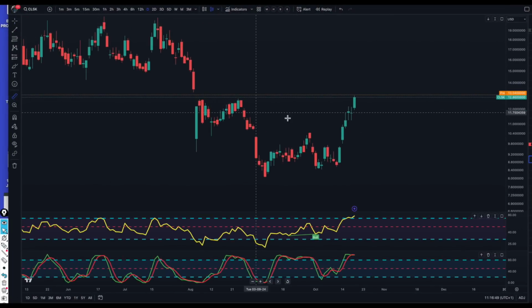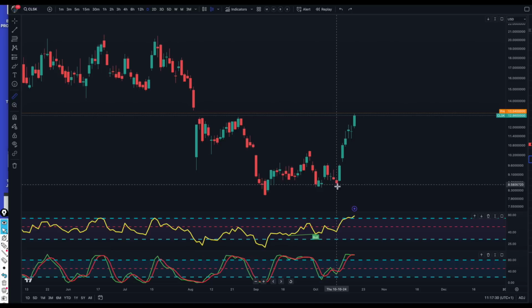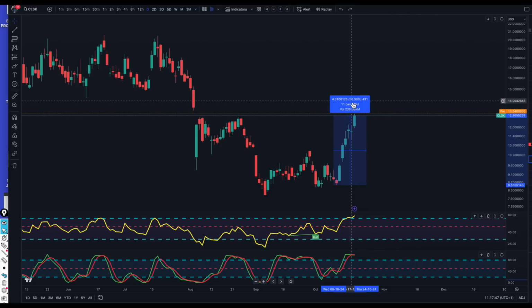And if you compare that with the Bitcoin miners, and I'm using CleanSpark as representing the Bitcoin miners here, once again, it also bottomed out on the 10th of October, just like Bitcoin. As Bitcoin's come up by 16% from this point, you can see CleanSpark, representing the Bitcoin miners, on Friday's close, has gone up by 50%. So that's a 3x leverage just in the space of 11 days.